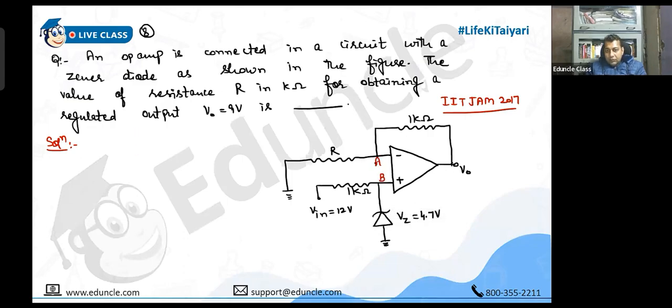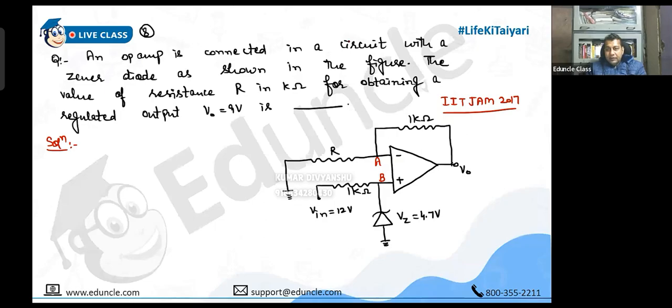Let us name these points as A and B. Obviously, regulated output will come only when the zener is on. If the zener is on, it means it is keeping 4.7 volt. It means the voltage at terminal B is 4.7 volt.